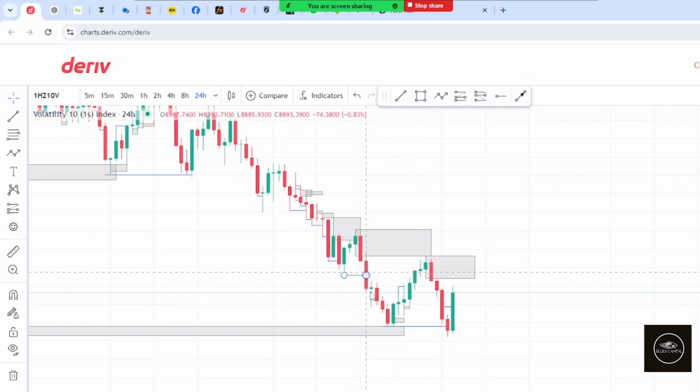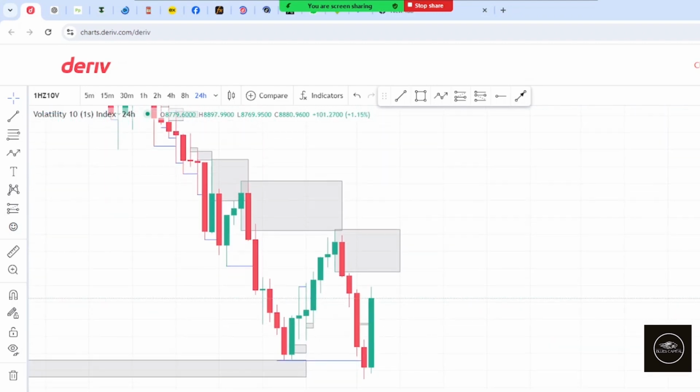After the break of structure, the market pushed to the upside. That's a retracement to mitigate the supply zone, the unmitigated supply zone. After the mitigation, the market sold to the downside again, breaking new lows. This is the new low that the market broke. After this low had been taken out, the market started retracing to the new supply zone.